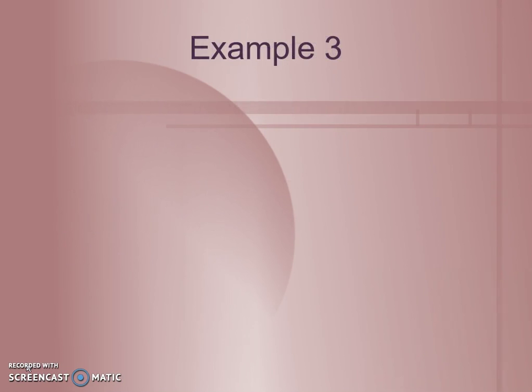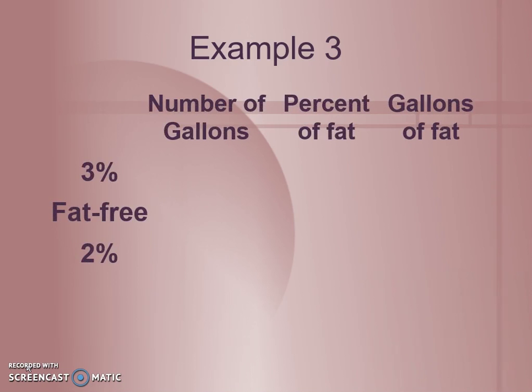So for example 3, if milk that is 3% fat is mixed with fat-free milk to produce 5 gallons of 2% milk, how much of each should be used? So we're going to go ahead and let x equal the number of gallons of 3%, y equal the number of gallons of our fat-free milk, and we said we want to have 5 gallons of milk when we are all done with our mixture. Remember, this 2%, that's our mix.